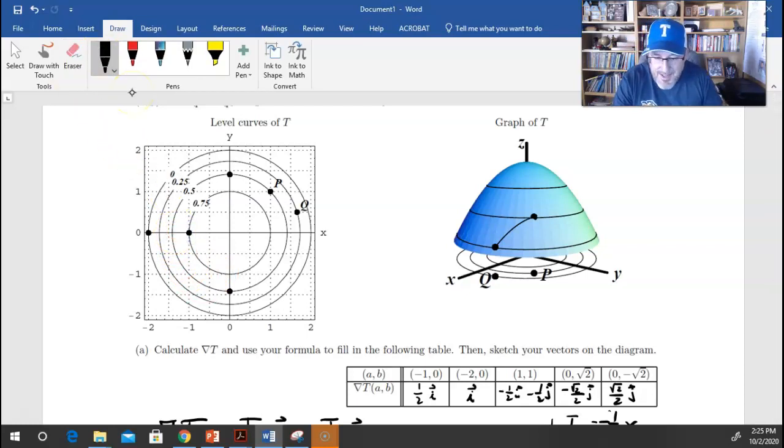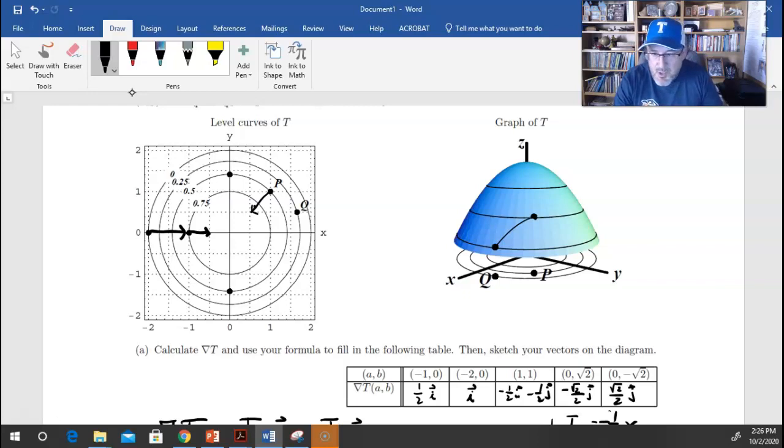Let me try that again. It's a half i. A half is positive, so it would be this way. And at -2, 0, it's 1 i. So it would be 1 full unit in this direction. It would be that vector there. All right, at 1, 1, that's at point P, we'd have negative a half i minus a half j. So it'd be negative a half i minus a half j. So negative a half, it would be this vector here.